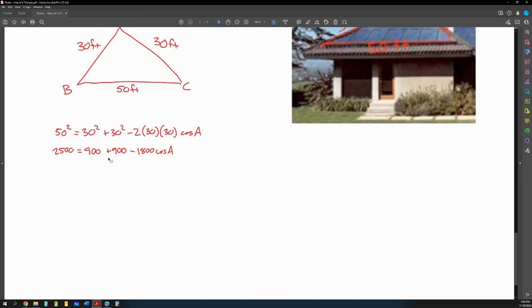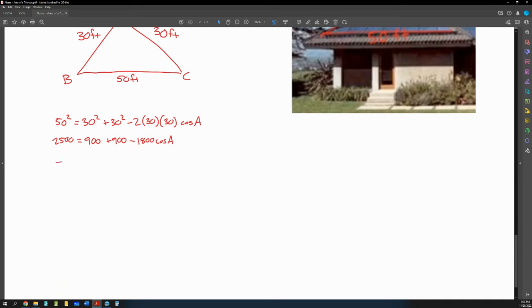900 plus 900 is 1,800. If we subtract that from 2,500, we're left with 700. So we get 700 is equal to negative 1,800 cosine of A. So then the cosine of A must be equal to, dividing out negative 1,800, 700 over negative 1,800. And then taking the inverse cosine of both sides, we have the inverse cosine of negative 700 1,800ths. And yes, you could reduce this, but we're just going to plug it into our calculator as is.